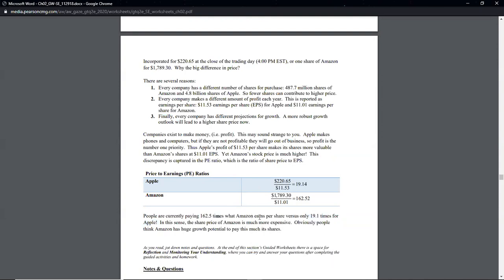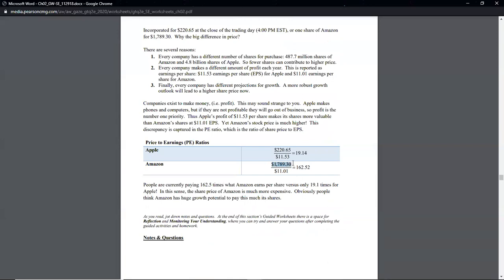But it's a traditional way. So I will just go ahead and spoil this. This 20 number, this 19 number is a lot closer to the porridge, the sweet spot. This 162 is way out there. It sounds a little ridiculous. So obviously people think Amazon has huge growth potential to pay this much in its shares, and they just keep proving that they do. Because again, at the time of this printing, it was at 1,800, and now I'll pull up my stock ticker on my phone. Now it's at about 3,200. So it's almost doubled since this page was printed a couple years ago. That's insane.